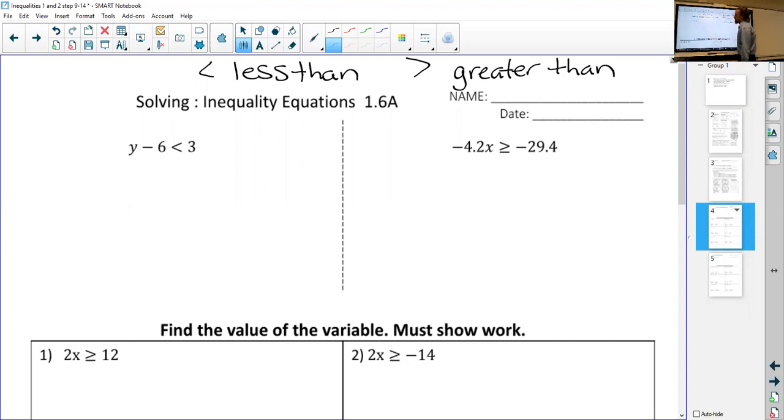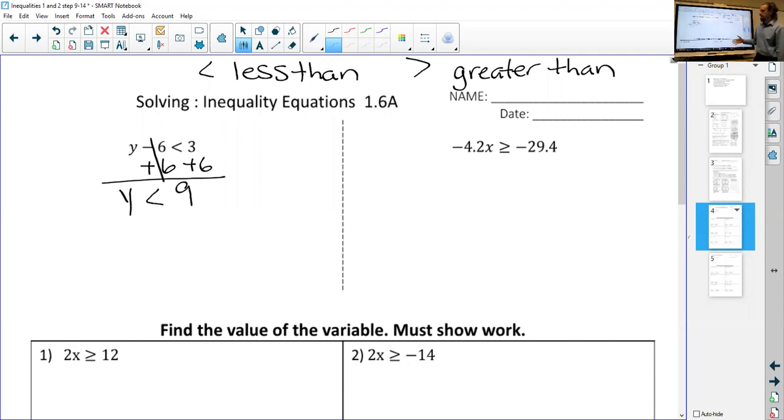So in our first example, if we have y minus 6 is less than 3, to get y by itself, we would need to do the opposite, so add 6 to both sides. So y is going to cancel out. Here, what's different is we have to be mindful of what our symbol is. In this case, it's still going to be less than. 3 plus 6 is 9. Okay. So y just has to be any number less than 9.